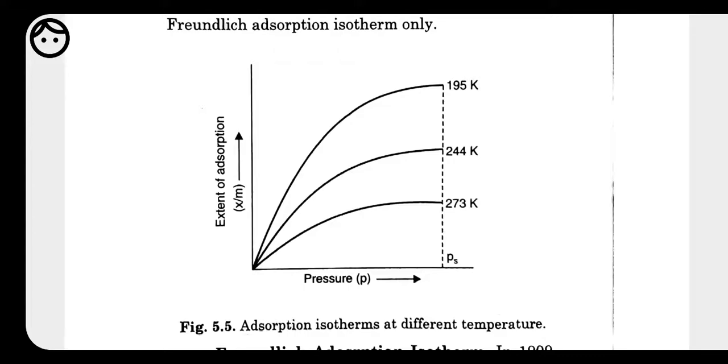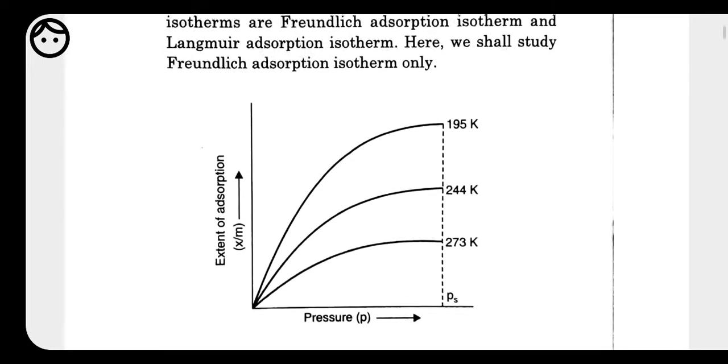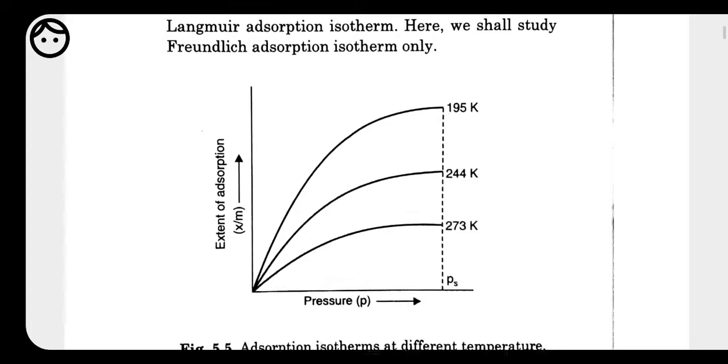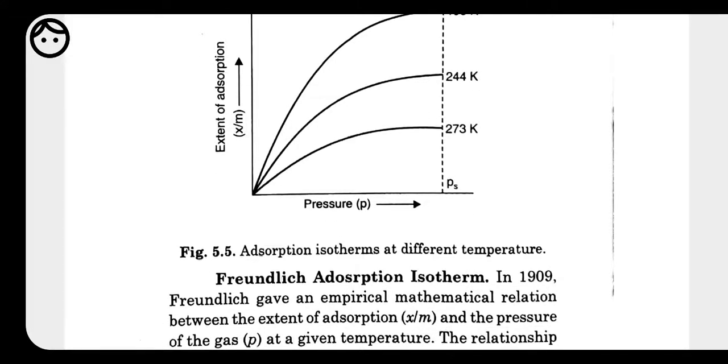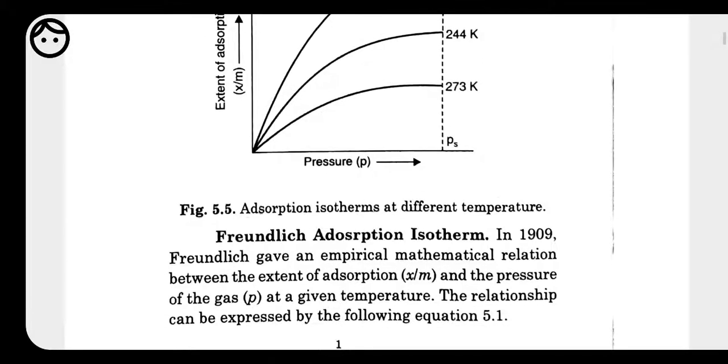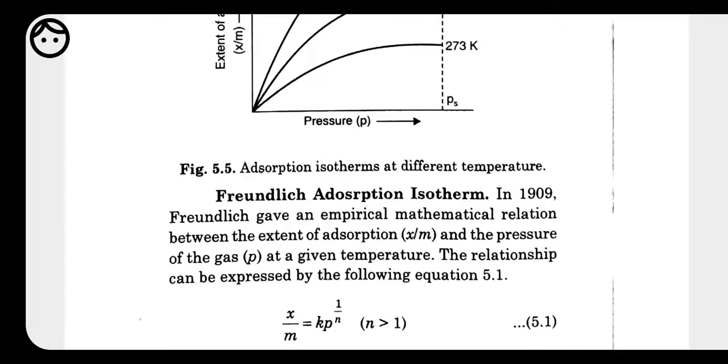Okay, now this adsorption isotherm was given by a scientist called Freundlich. That's why this theory is called the Freundlich adsorption isotherm. He gave his theory in the year 1909. He gave the relation between the extent of adsorption and the pressure of the gas at constant temperature. He gave this relation at different pressures. First he took low pressure, then high pressure, and then intermediate pressure.